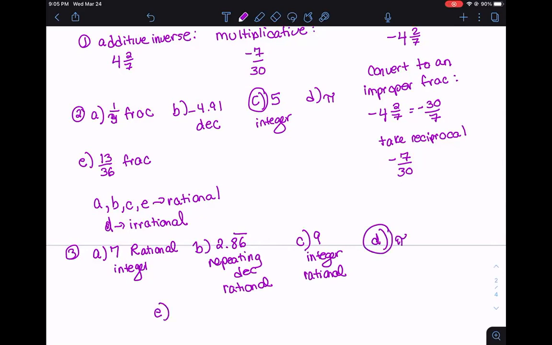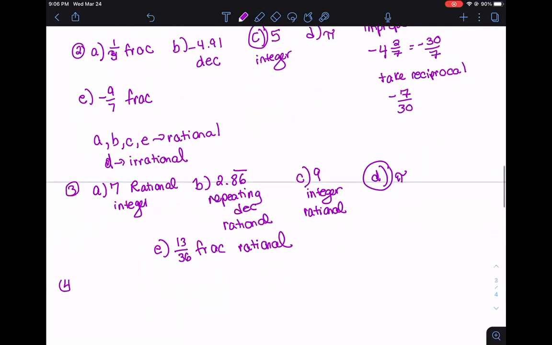And E is, oh, I'm sorry. Did I look at the wrong one? No. I looked at the wrong one for E, sorry about that. I screwed this up. I was zoomed in. For number 2, it was -9 over 7, was it? Yeah, it's still a fraction and it's still rational. I just wrote the wrong one there because I was zoomed in. I looked at the wrong question. This was 13 over 36, which is a fraction, and all fractions are rational. So the answer to number 3 was D.